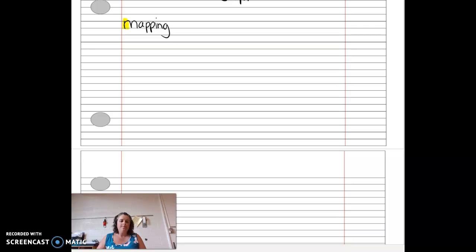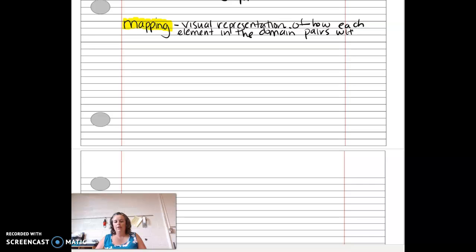What is a mapping? Highlight that. Mapping is a visual representation of how each element in the domain pairs with the range. And an element is just a number in the relation, so a number in the domain or a number in the range.